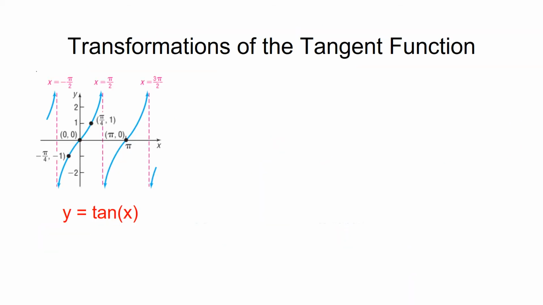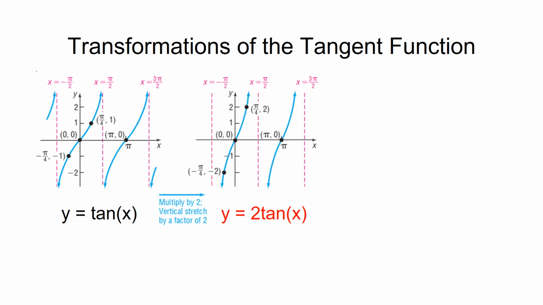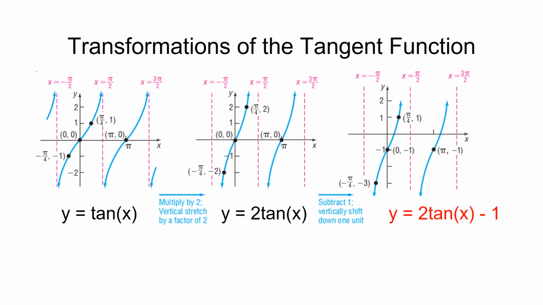Just as we've done for other functions, we can use transformations to graph functions based on tangent of x. Let's begin with the basic function y equals tangent of x. We know how to graph this, and the graph is shown here on the left side of the slide. When we multiply tangent of x by 2, the graph is vertically stretched by a factor of 2. The asymptotes remain the same as they were before. We can then subtract 1 from 2 tangent of x, and this shifts the entire graph down by 1 unit.